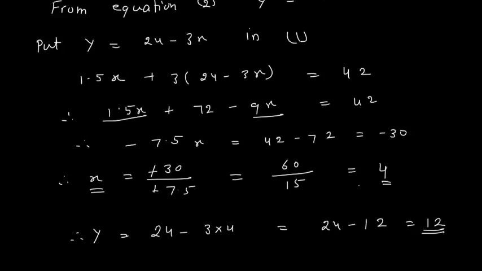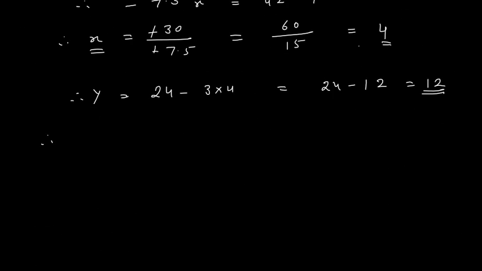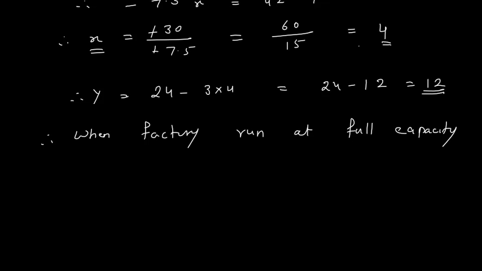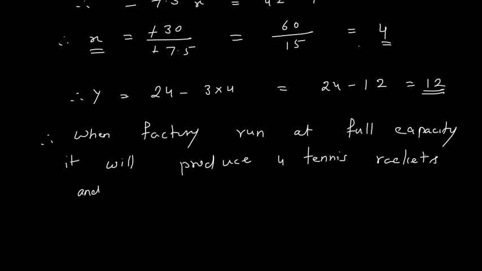So therefore, when the factory runs at full capacity, it will produce 4 tennis rackets and 12 bats. This is when it is running at its full capacity.